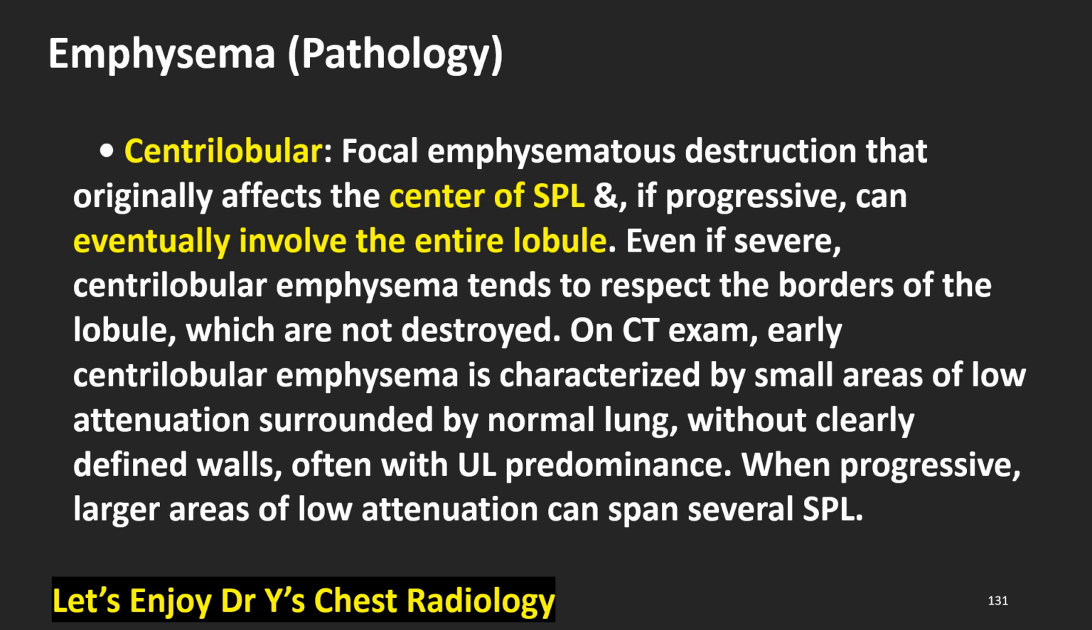Emphysema pathology, centrilobular. Focal emphysematous destruction that originally affects the center of a secondary pulmonary lobule and, if progressive, can eventually involve the entire lobule. Even if severe, centrilobular emphysema tends to respect the borders of the lobule, which are not destroyed. On CT examinations, early centrilobular emphysema is characterized by small areas of low attenuation surrounded by normal lung, without clearly defined walls, often with upper lobe predominance. When progressive, larger areas of low attenuation can span several secondary pulmonary lobules.